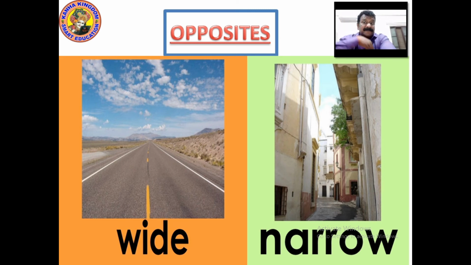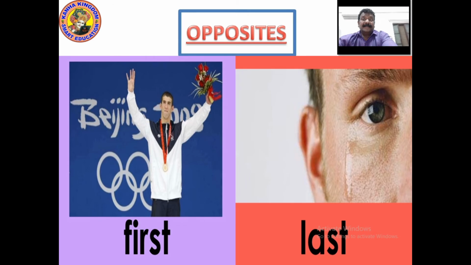Understood? What is the opposite of wide? Opposite of wide is narrow. Opposite of narrow is what? Wide. Please write it down. Look at the opposites. First.